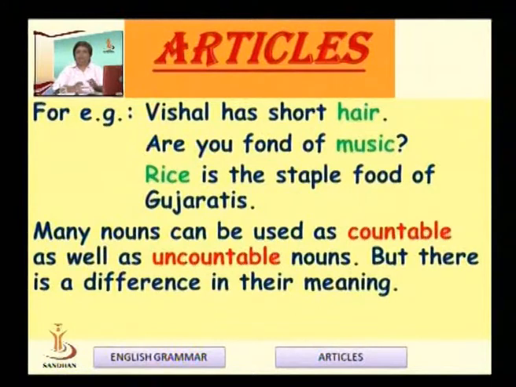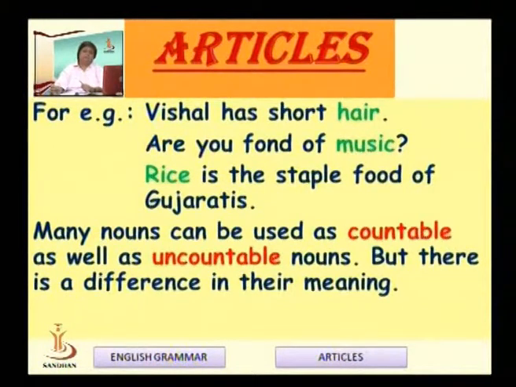Okay? Alright. Now after the sentences get over, after the examples get over, let us see what is written in the last para on your slides. Many nouns. Now this is most important. If you are ready with your pen and paper, friends, please take this down. Many nouns can be used as countable as well as uncountable nouns.